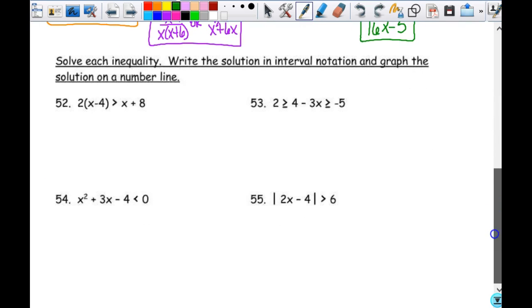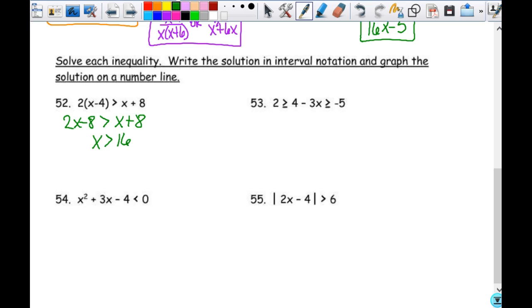All right, next one. Solve each inequality, write the solution in interval notation, and graph the solution in the number line. Let's see how many more problems there are. Okay, so to solve this, I'm going to distribute and get 2x minus 8 is greater than x plus 8. So that means when I move the x over here and the 8 over here, I'm going to get x is greater than 16.